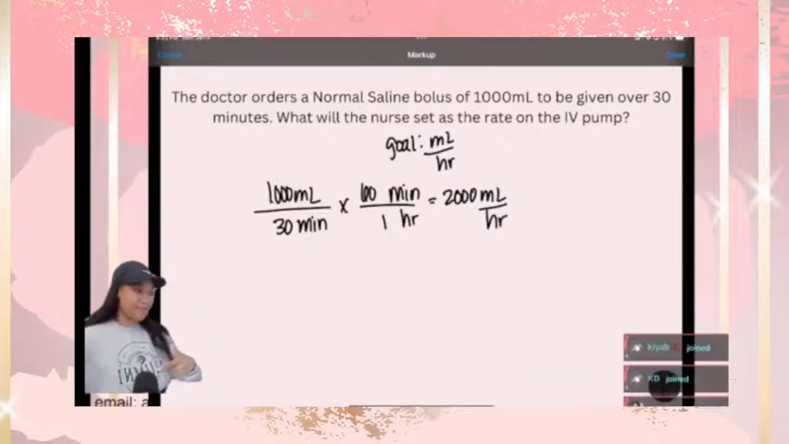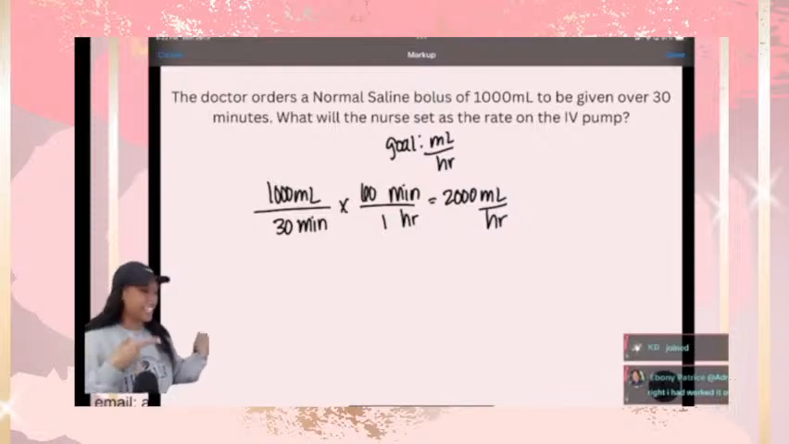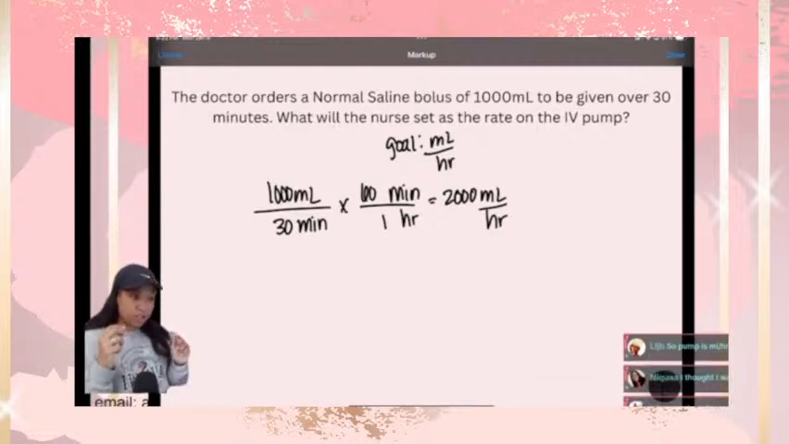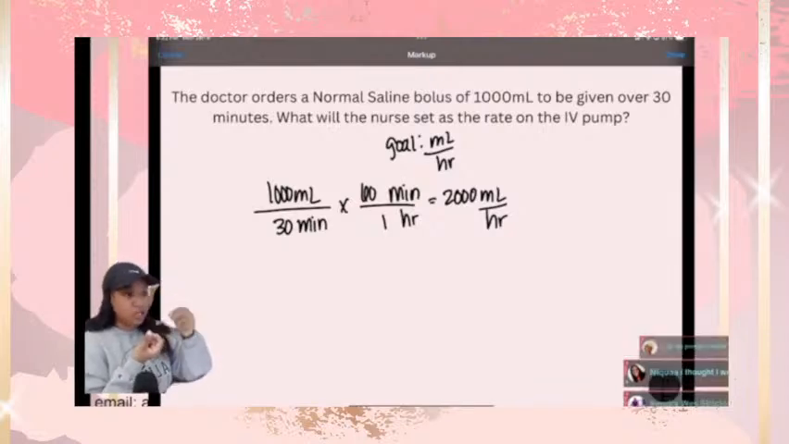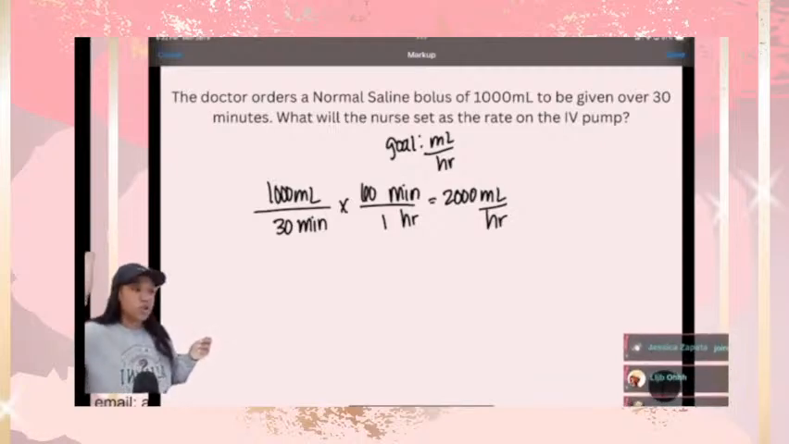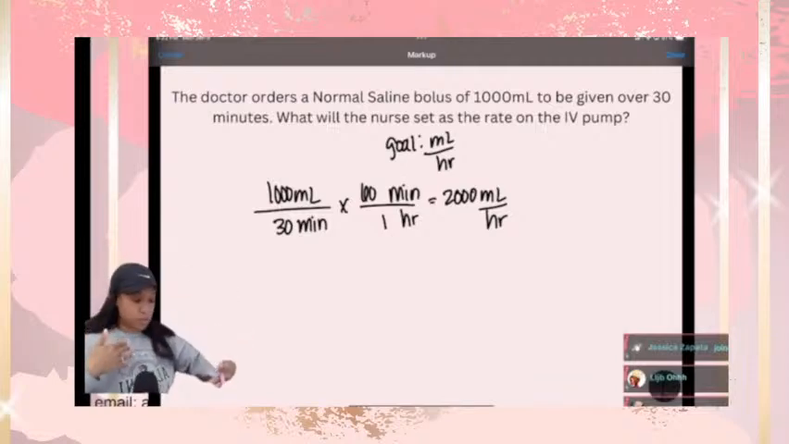It's 2,000 mLs. Yes, pump is milliliters per hour. So pump is always going to be mL per hour. Your gravity set is the one with the drop factor. A drop factor is when you have that tubing in the chamber. How many drops does it take to give 1 mL of medicine? So your drop factor is always going to be drops per milliliter. And your goal is to find how many drops to give in a minute so that you can give the prescribed amount in the prescribed time.